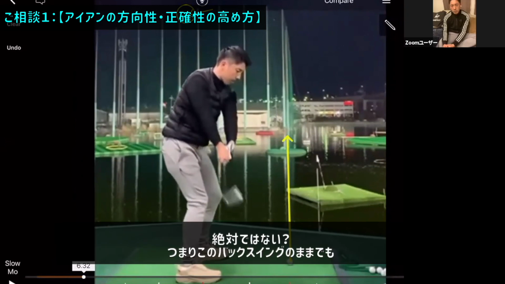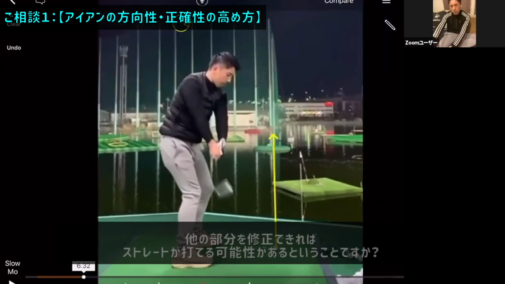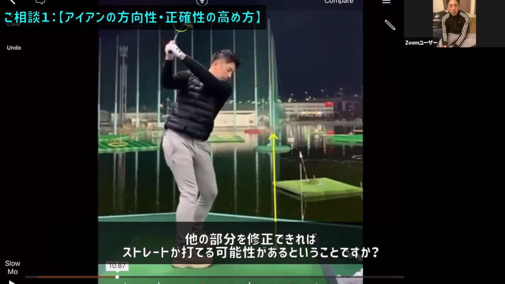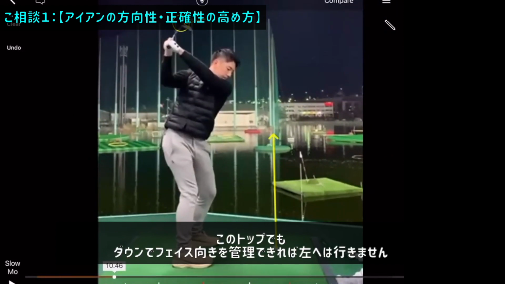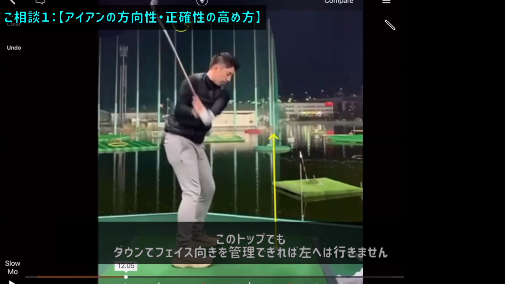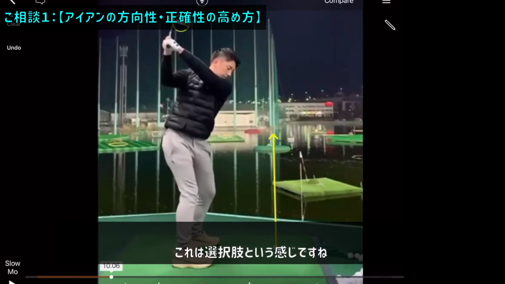Yeah, you could technically still get straight shots. So, if you had this shut of a face at the top, you could still manage the club face on the way down to where you're not going to get the club face too shut. However, it just becomes easier if the top of swing is maybe not so shut, right? So he has options, is what we're trying to say.